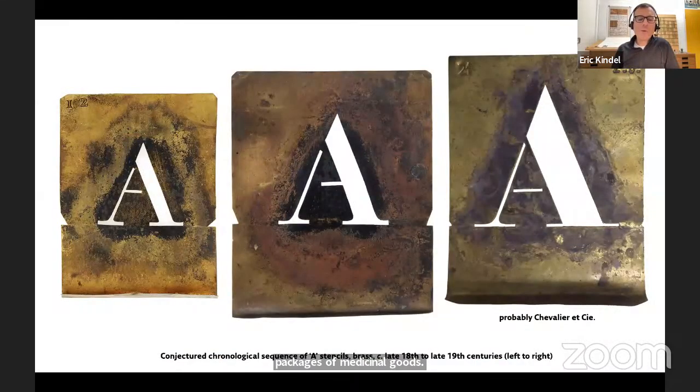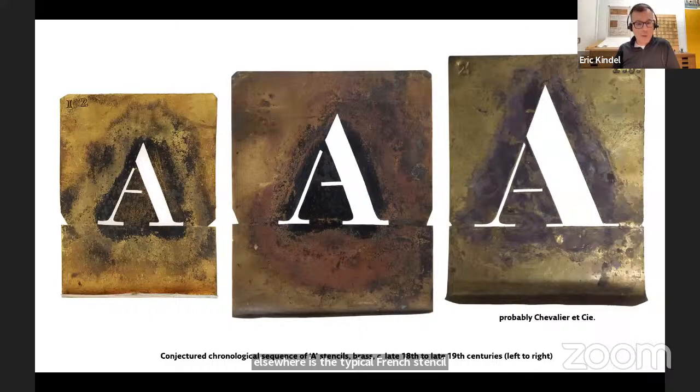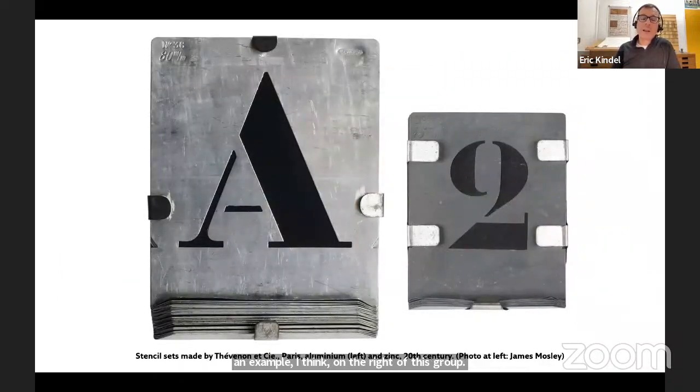If I were to point to one or two other highlights of the French scene, of which there are many, I would have to include what I've described elsewhere as the typical French stencil letter, which evolved out of earlier designs like those shown here, but which begin to take a definitive form in the middle decades of the 19th century, exemplified by stencils made first by the company Chevalier, which is an example, I think, on the right of this group. And then by its successor, Thévenot, whose stencils you see here. Thévenot has been credited with achieving this definitive form, but in fact, it seems like it was Chevalier that did so.